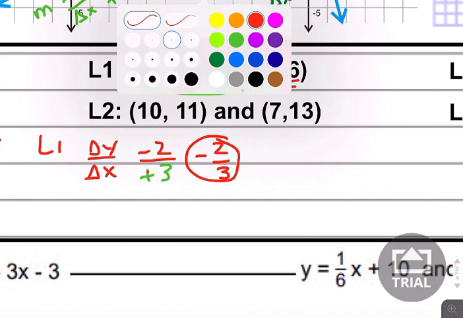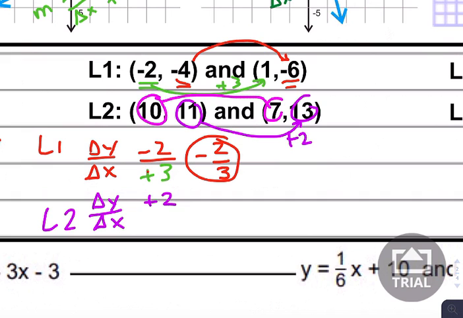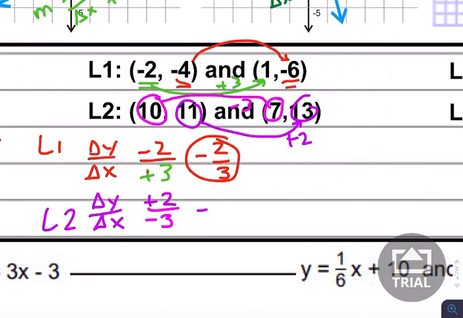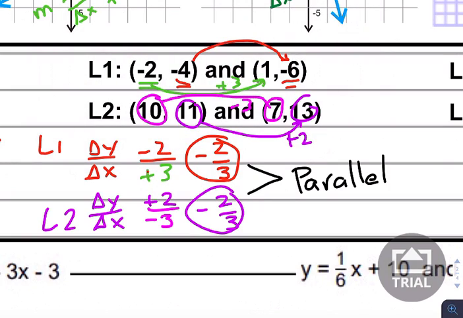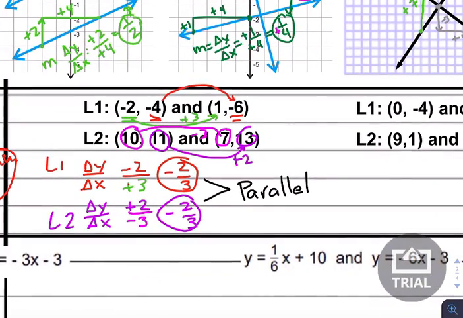Now down to line 2, or L2. If we look at the change in y over change in x for this line, we go from 11 to 13, that's a +2 increase. At the same time, we're going from 10 to 7, that's a -3 change, so it's going to be over -3. Once we simplify it, a negative and a positive make a negative. 2 over 3 doesn't reduce. And so we can see here that we actually have the same slope, so these are going to be parallel. Just like the criteria says, same slopes, parallel lines.